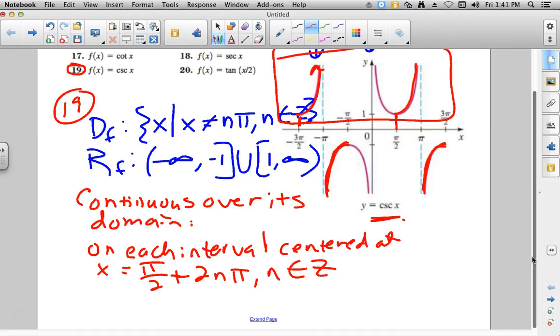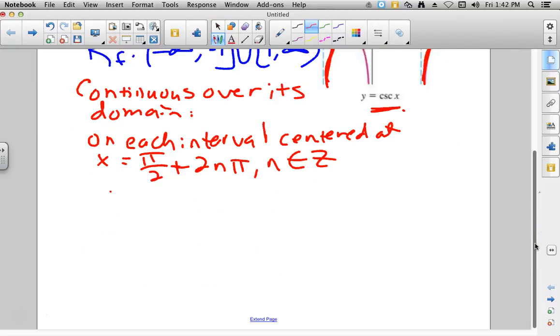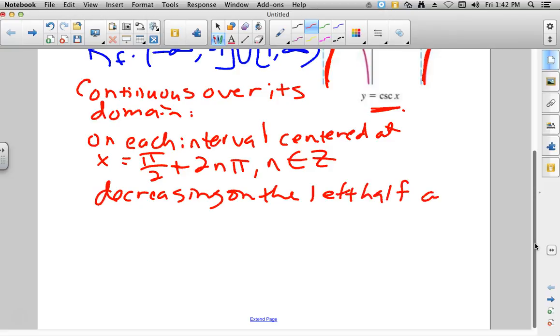And so we're going to have to say that the left-hand side of it is decreasing, and the right-hand side is increasing. And that's exactly what we're going to say. So it is decreasing on the left half and increasing on the right.